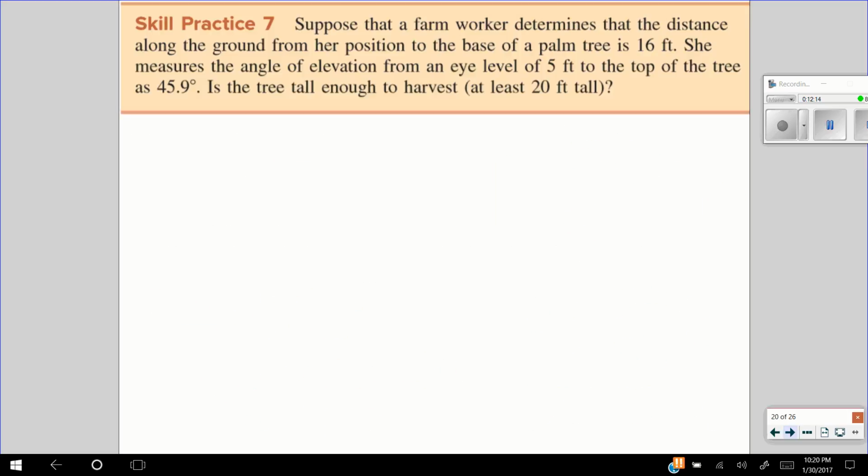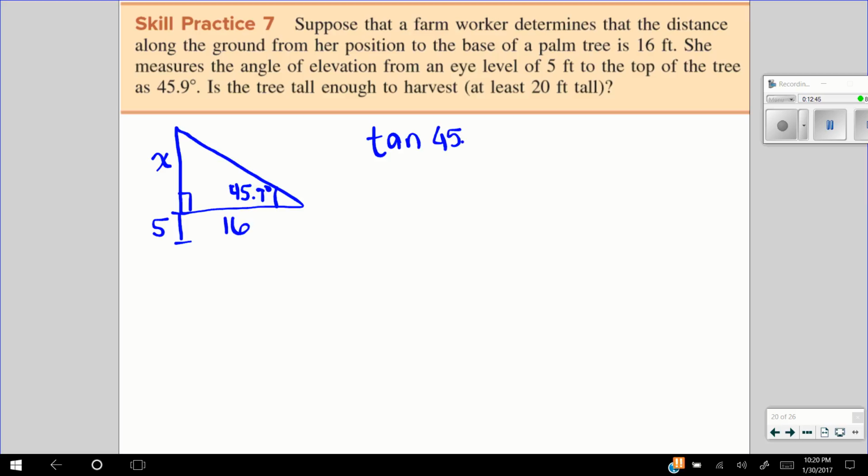So suppose that a farm worker determines the distance along the ground from her position to the tree is 16 feet. She measures the angle of elevation at an eye level of 5 feet to be 45.9. So we want to know the total height of the tree. Let's start by solving for x. Again, we're using tangent of 45.9 equals opposite x over adjacent 16.